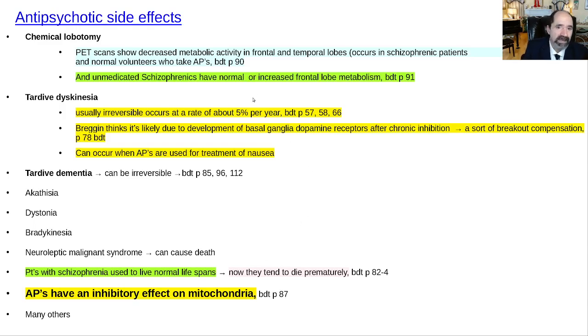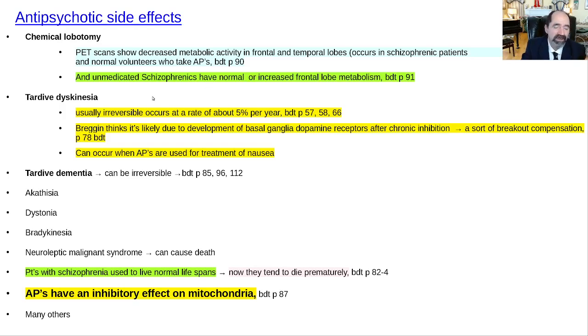Okay, antipsychotic side effects, just a few other things. We talked about the PET scan showing diminished metabolic activity, and that's what you also see with dementia. Whereas the unmedicated schizophrenics, schizophrenics but not on the antipsychotics, would have normal blood flow in their frontal lobes. Normal volunteers would have normal blood flows.